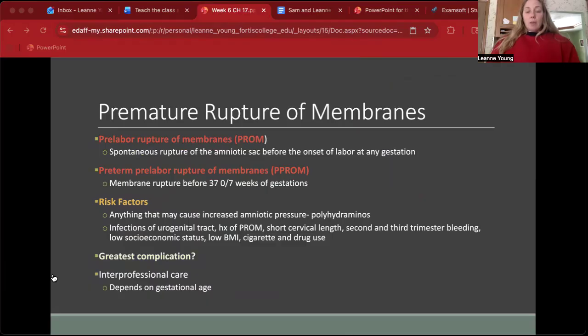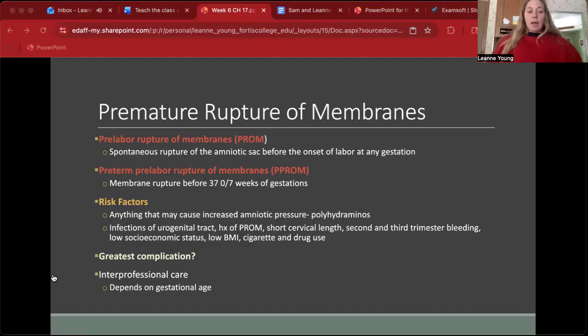Okay, next complication that we're going to move on to is premature rupture of membranes. So, I have two definitions up there for you that you guys need to know. Pre-labor rupture of membranes, or PROM, is the spontaneous rupture of the amniotic sac before the onset of labor at any gestation. Okay, so pre-labor, right? This mom is not in labor and her water breaks at any gestation. It doesn't matter how far along she is. Preterm pre-labor rupture of membranes, or PPROM, is the membrane rupture before 37 and 0/7 weeks of gestation. Okay, so that's when a mom's water breaks if she's earlier than 37 weeks.